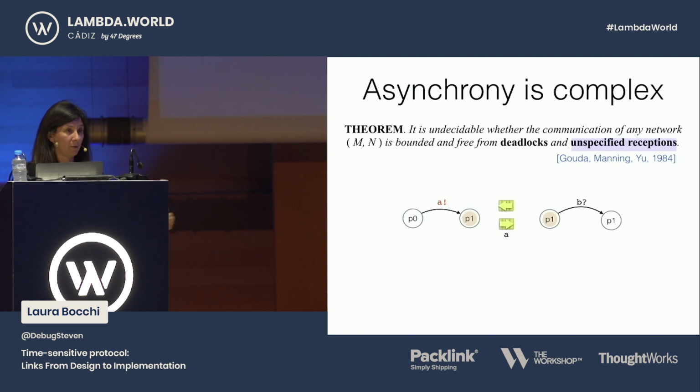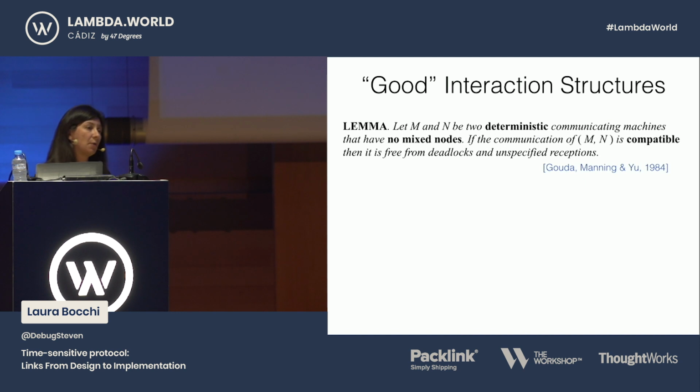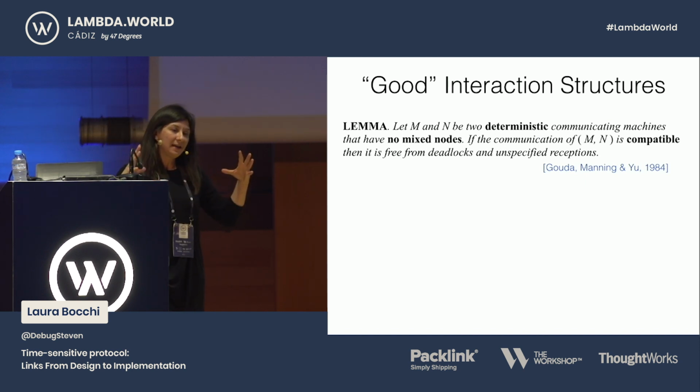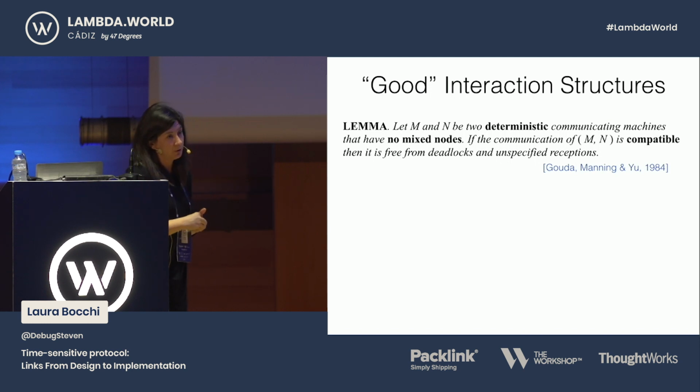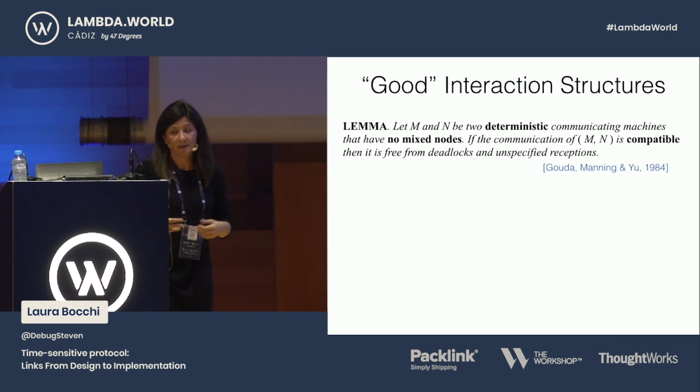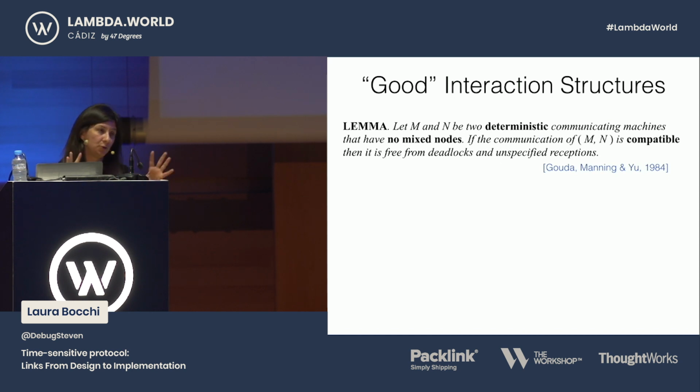And we can do nothing about the undecidability result, but we can restrict our focus to a more narrow set of protocols. We can add some constraints to our protocols and see if we can get some interesting properties for free. And Gouda and others in the same work also give some positive results. They say, well, if you take two machines that satisfy three properties that we will see in a moment, then this will guarantee that your system is free from deadlocks and unspecified receptions.